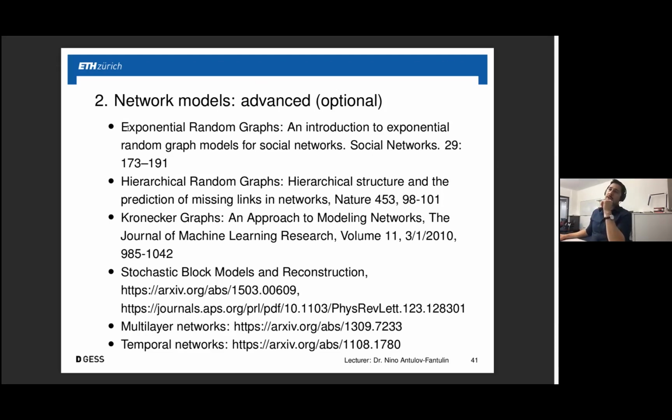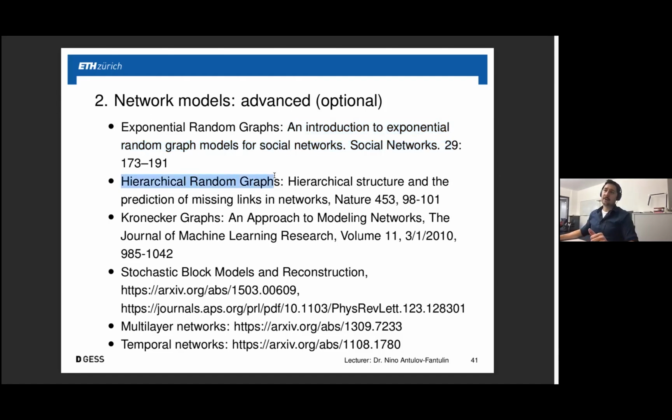So let's start with exponential random graphs. I would recommend this paper. Exponential random graphs are quite used in the social sciences, because you can have quite a nice statistical machinery for how to generate them with respect to certain types of properties.